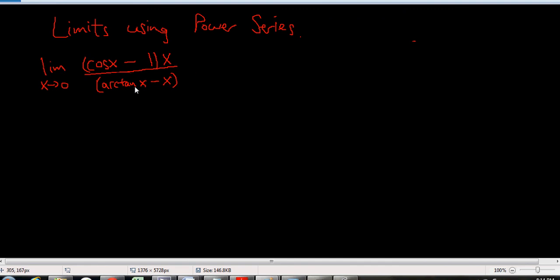So you're going to notice two things in here that you're going to be able to convert into power series. The first is cosine of x, and you would rewrite this as the Maclaurin series. That's the sum from n equals 0 to infinity of negative 1 to the n times x to the 2n over 2n factorial.